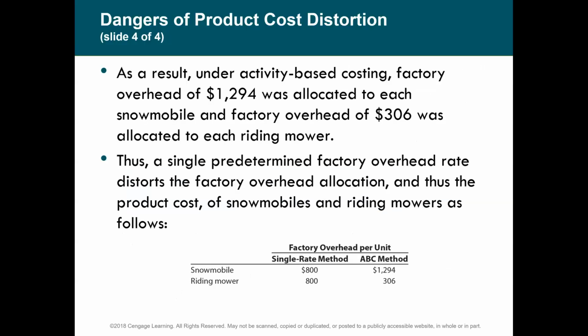Oh, this is the one. Yeah. So here's a comparison. There's a single rate method. That's the way we did it before. The traditional method would give us $800 a piece for the snowmobile and the riding mower. But under ABC, it'd be $12.94, a lot higher, and the riding mower would be a lot lower under ABC. So then you'd have a better idea of what your costs really are, whether or not you're making money on the product.